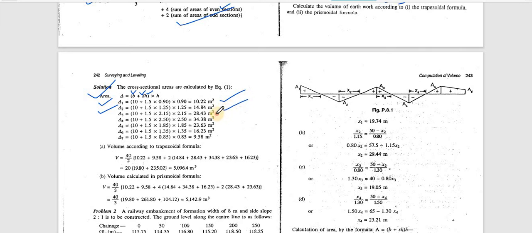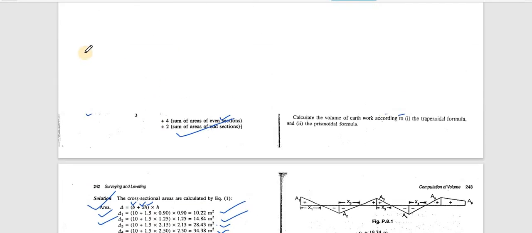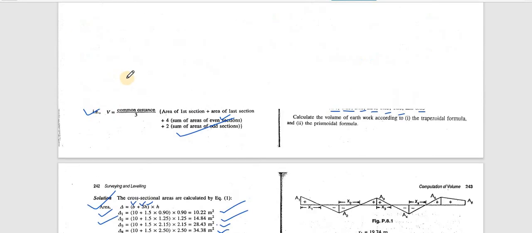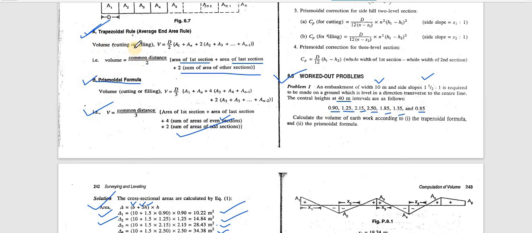And similarly in the similar manner we have calculated the total 7 areas, which are coming out to be: third one is 28.43, fourth one is 34.38, fifth is 23.63, next 16.23, and last one is your 9.58. Okay, once we have the areas, we can directly use them in your formulas, which is your trapezoidal rule formula and your prismoidal rule formula.